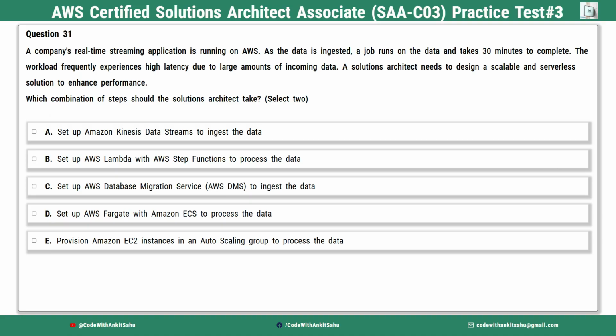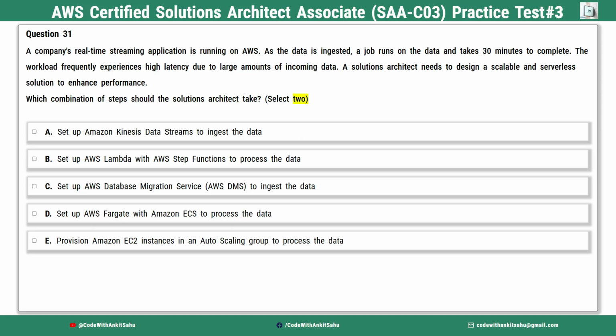Question 31. A company's real-time streaming application is running on AWS. As the data is ingested, a job runs on the data and takes 30 minutes to complete. The workload frequently experiences high latency due to large amounts of incoming data. A solutions architect needs to design a scalable and serverless solution to enhance performance. Which combination of steps should the solutions architect take?